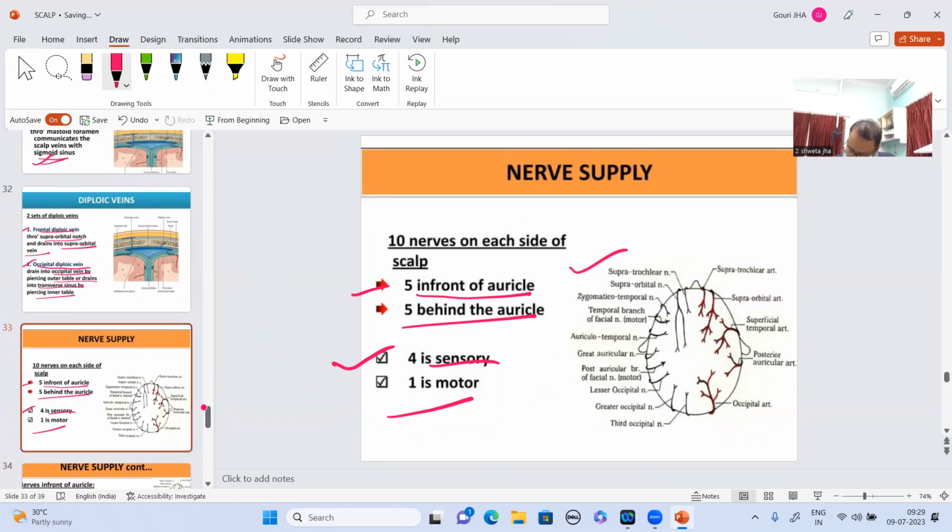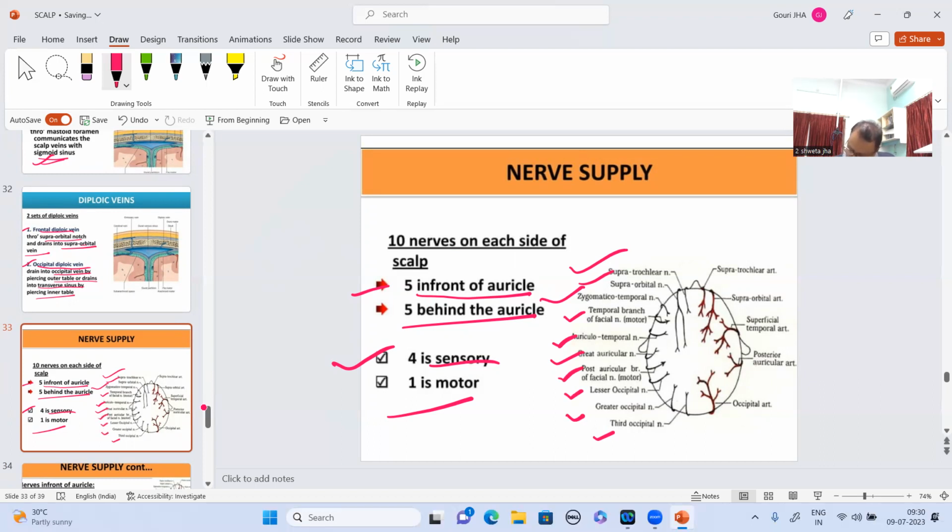Its name is also the supratrochlear nerve, the supraorbital nerve. Then we have got the zygomaticotemporal nerve, then the temporal branch of the facial nerve, and then we have got the auriculotemporal nerve. 1, 2, 3, 4, and the greater auricular nerve 5. So they are the 5 nerves. And behind, we have got the third occipital, greater occipital, lesser occipital, and posterior auricular nerve.